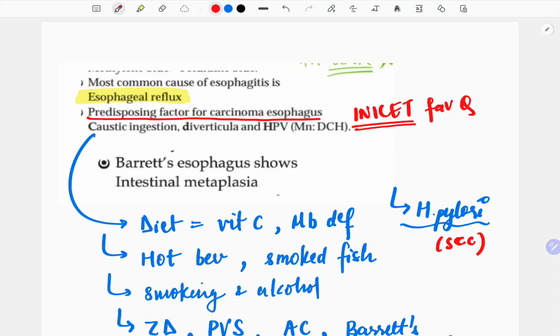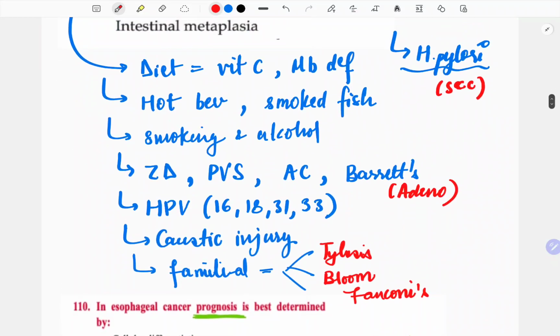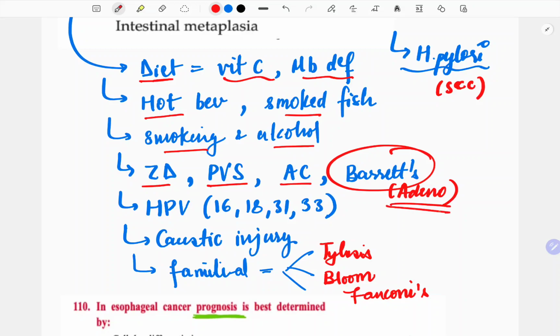Now next, the most common cause of esophagitis is esophageal reflux. This is just a one-liner. Now, a very important and favorite question of INICET: the predisposing factors for carcinoma esophagus. So let's quickly look at these. First is the diet: vitamin C and molybdenum deficiency, hot beverages, smoked fishes, smoking and alcohol. Then Zenker's diverticula, Plummer-Vinson, achalasia cardia and Barrett's, for adenocarcinoma only. And similarly, H. pylori for squamous cell carcinoma. So these 2 you must remember.